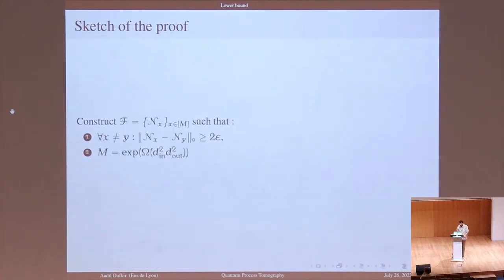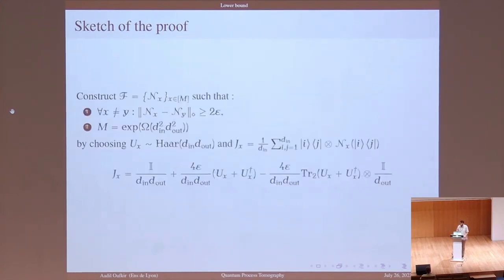So first, we need to construct our family F of quantum channels, and we require that each two different elements in this family F have a diamond norm at least 2 epsilon, and the cardinality of the family F is at least exponential in some constant times d_in squared times d_out squared. The way we construct this family F is by choosing a hard distributed random matrix, U_X, and defining the Choi state with the following expression.